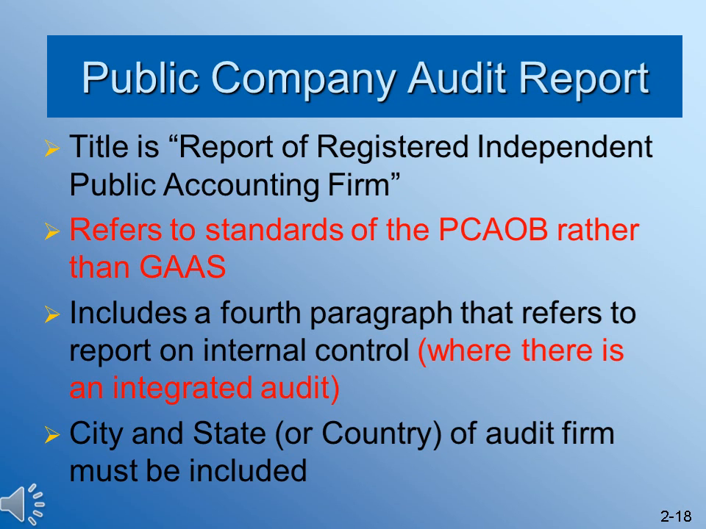In a report issued by a registered public accounting firm on the financial statements of a public company, the title is different. Instead of a report of independent auditor, the title is now Report of Registered Independent Public Accounting. The report also refers to standards of the PCAOB rather than generally accepted auditing standards. And the report typically includes a fourth paragraph that refers to the report on internal control.